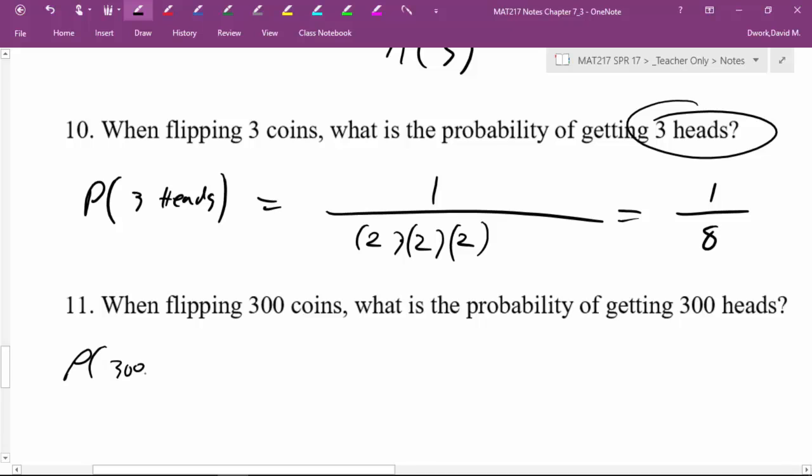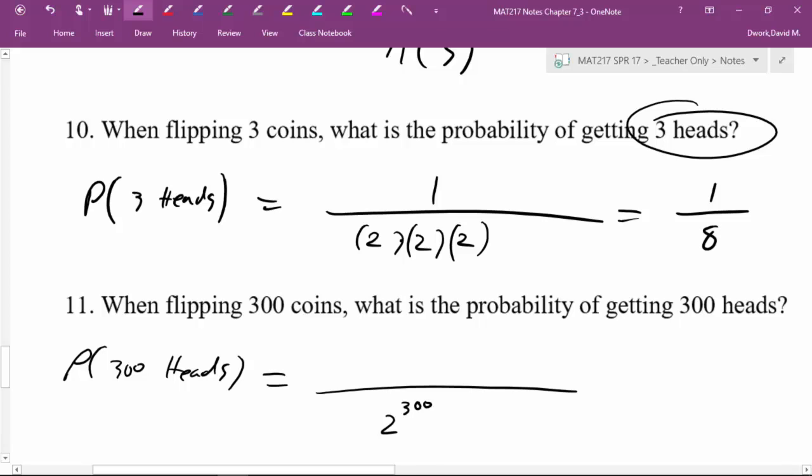Okay, so now getting 300 heads when flipping 300 coins sounds daunting, but it's not that bad. Because if you realize, all right, I have 300 unique coins, penny, nickel, dime, quarter, half dollar, peso, I don't know, whatever other coins are out there in the world, it doesn't really matter. It's going to be 2 times 2 times 2, so on and so forth. And I'm going to do that 300 times. So that would just be 2 raised to the 300.